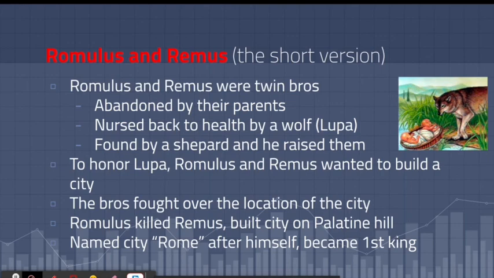Romulus actually ended up being killed. No, Romulus killed Remus and built the city on Palatine Hill. Hence, the city would be named Rome. Get it? Romulus, Rome, after himself, and then he declared himself the first king. So that's the super short version. There's a lot longer version than this. YouTube has a lot of videos.